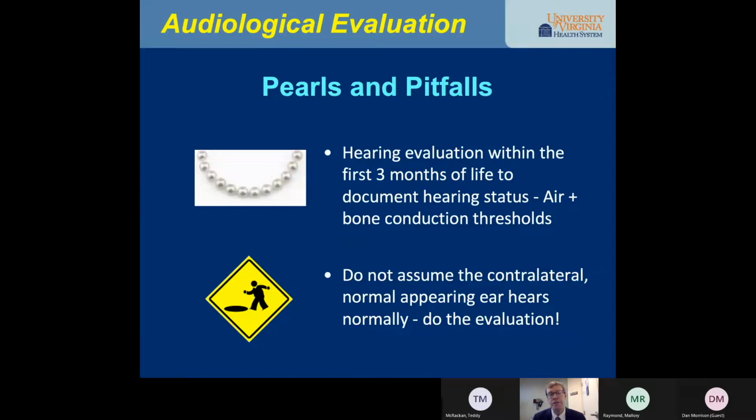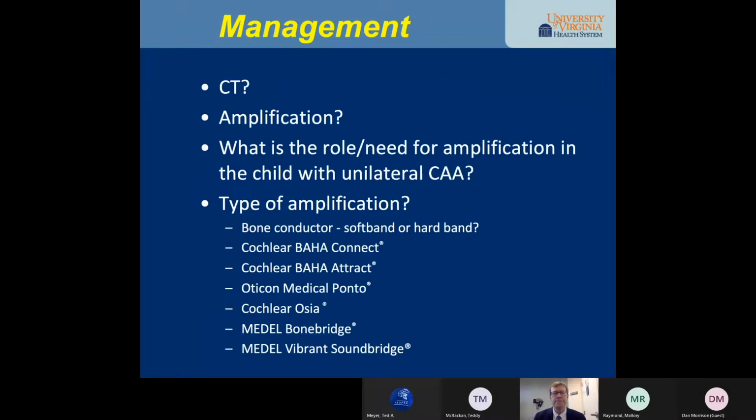And then the pitfall is, if it's a unilateral aural atresia, don't assume that the contralateral normal appearing ear hears normally. You got to do the evaluation and make sure that the normally developed ear also hears normally.